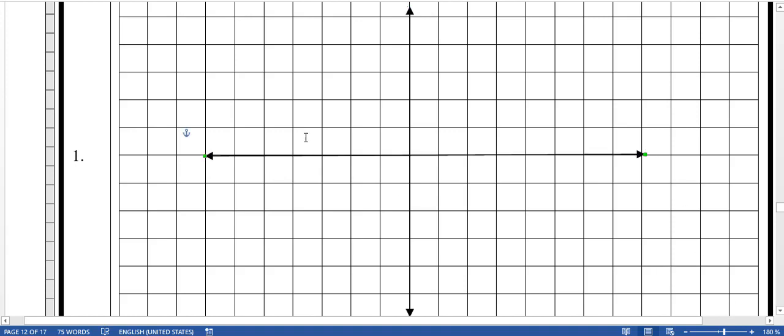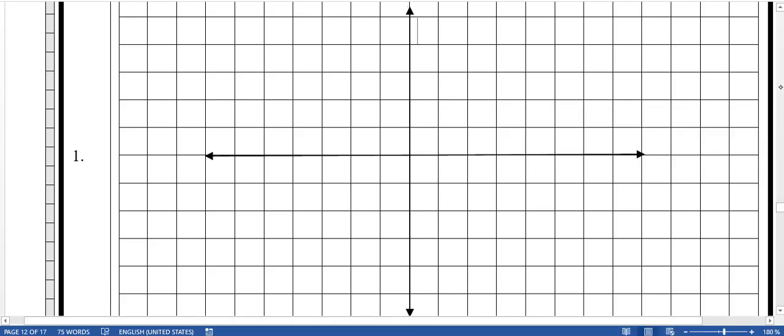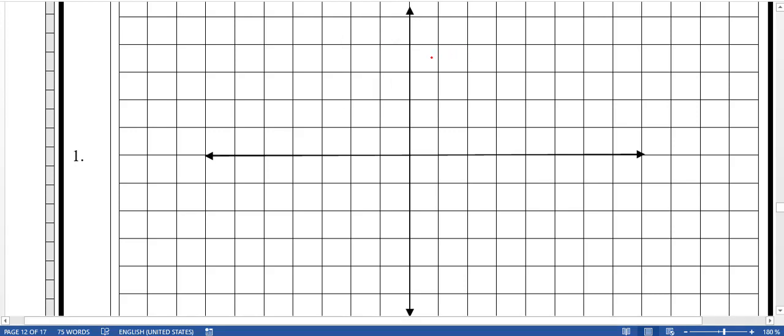Look, this is the x-axis and this is the y-axis, okay? This is the x-axis and this is the y-axis. Let's continue. This is y and this is x. Y dash and x dash.